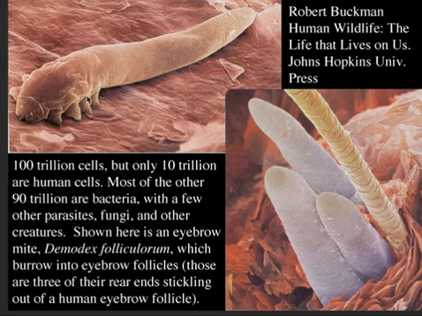So shown here is an eyebrow mite. So this is a chelicerate. You can see the 1, 2, 3, 4 pairs of walking legs, cephalothorax, really long abdomen, that lives in eyebrow follicles. And here, those are 3 of their rear ends sticking out of a human eyebrow follicle. So here's that eyebrow. Here's 3 mites living in an eyebrow follicle. So again, doesn't mean you're a dirty person if you have mites on your eyebrows. They live there and eat dead skin cells, and you'll never know that they're there.